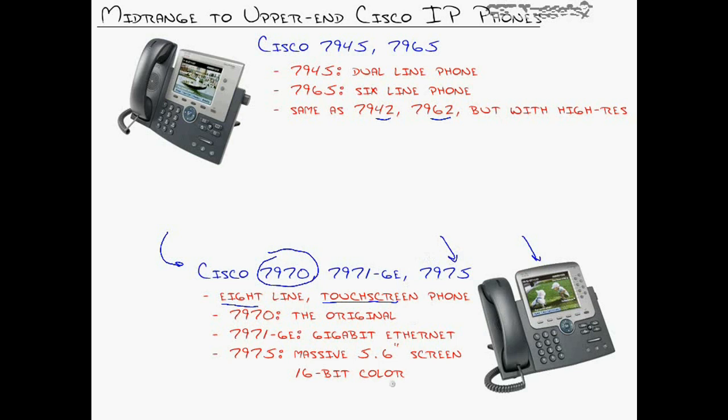Because the 75 has a massive 5.6-inch display screen, which these other ones are about 5 point something inches. So it's not like, whoa, but it's whoa. I mean, it's big. When you look at it, you can say that's a big display, which gives you more graphics capabilities. As XML applications get more and more popular, you're going to see some pretty cool applications able to use the features of that massive 16-bit color screen. Now, did I mention? Yes, 8 lines. 8 lines as well. So we move from 2 lines to 6 lines to 8 lines when we move into the 7970s.